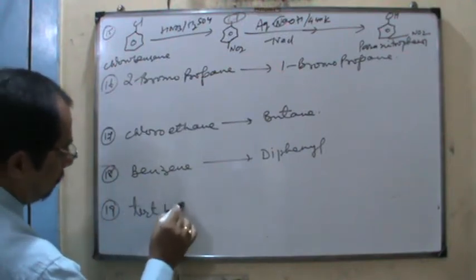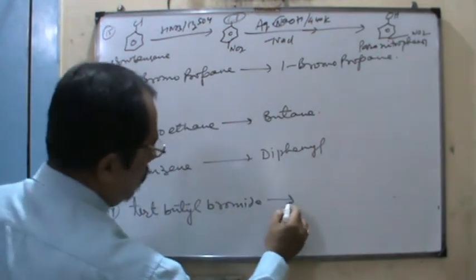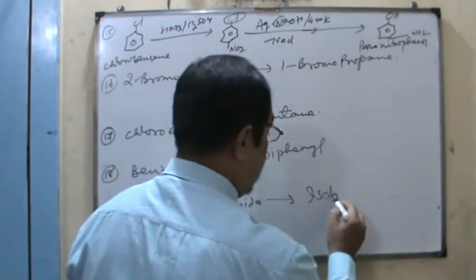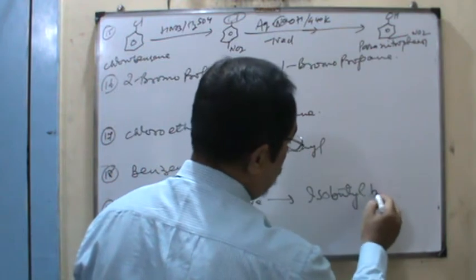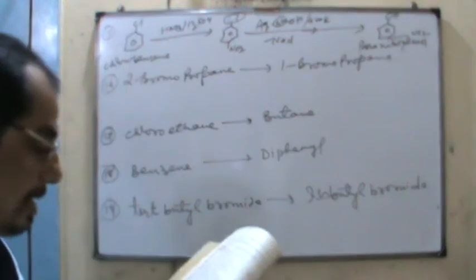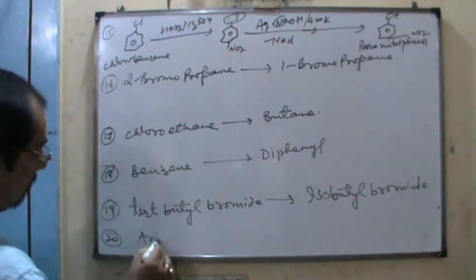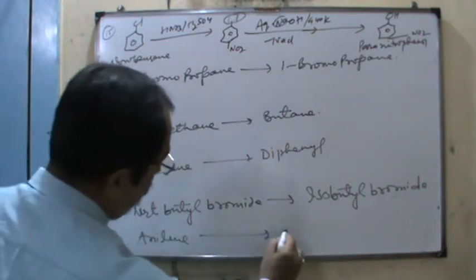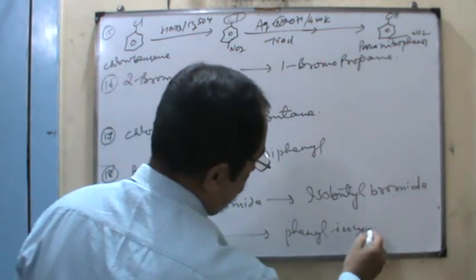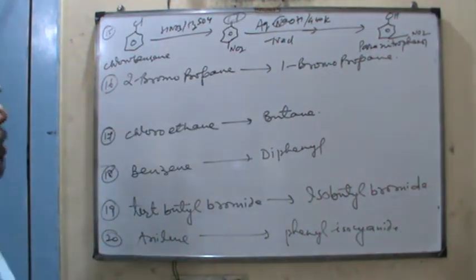Tertiary butyl bromide to isobutyl bromide. And next is aniline to phenyl isocyanide, question number 20: aniline to phenyl isocyanide. So dear students, further you can apply all the rules.